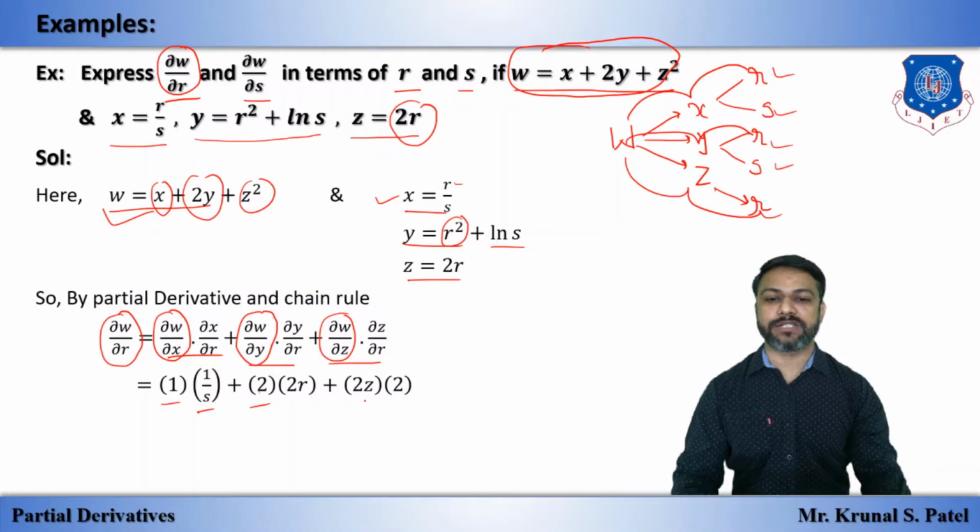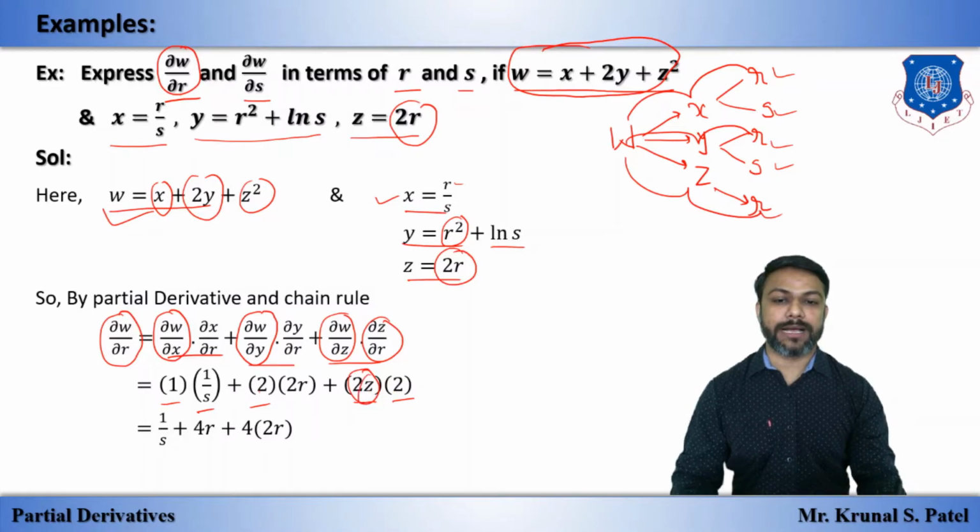So del w by del z is 2z, and del z by del r, the derivative of z with respect to r, is 2. Now by simplifying, and also since it is given to find these in terms of r and s, we have to replace x, y, z with these values. Here there is no x, no y, but z only, so we put 2r, and so we have 4r, and this is 1 by s. So we have the final answer: 1 by s, 4r plus 8r is 12r.